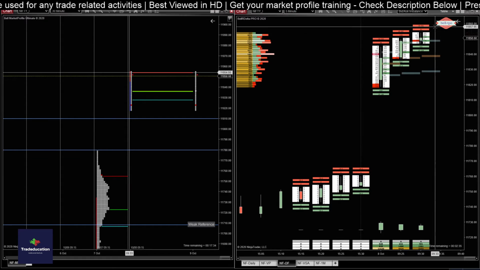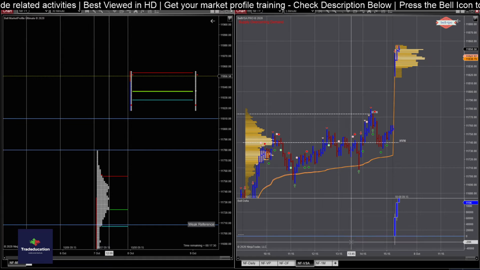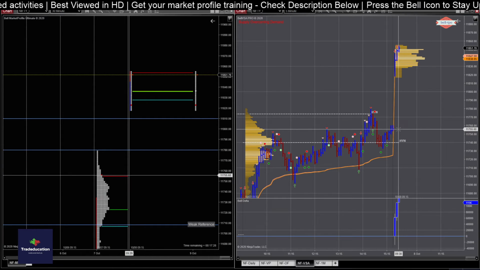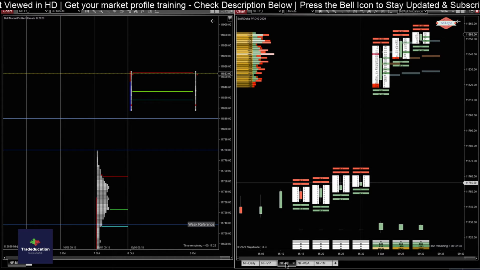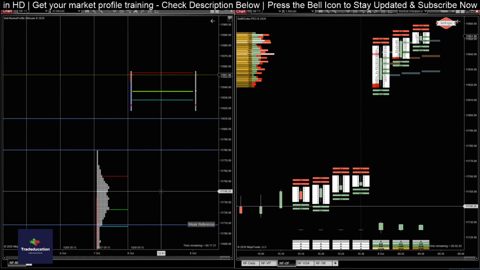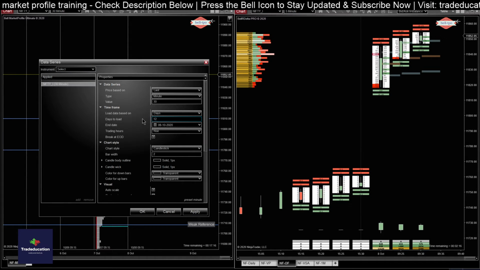So some sort of exhaustion is seen. Let me jump to the VSA chart. It is giving signals, supply overcoming demand. Just keep this to 120.